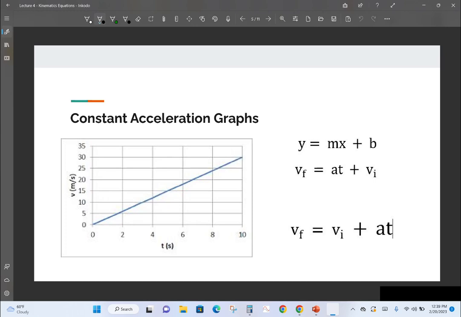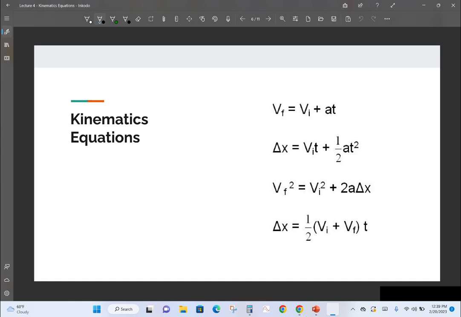If we look at the velocity graph for something that is accelerating, it is a constant line. And the generic formula for that line is y equals mx plus b. Well, y is the velocity at any time. The slope is the acceleration times time plus the initial velocity. So our next kinematics equation is just the velocity equation for a line. Vf equals vi plus at. Vf and vi and a are all vectors.